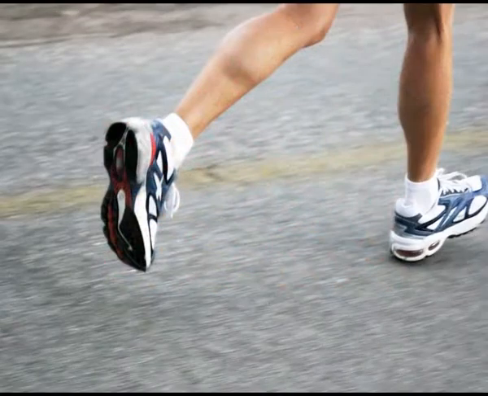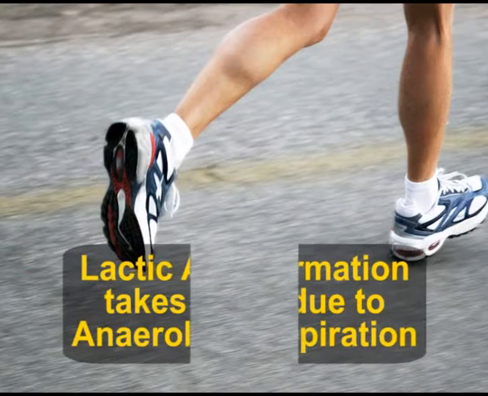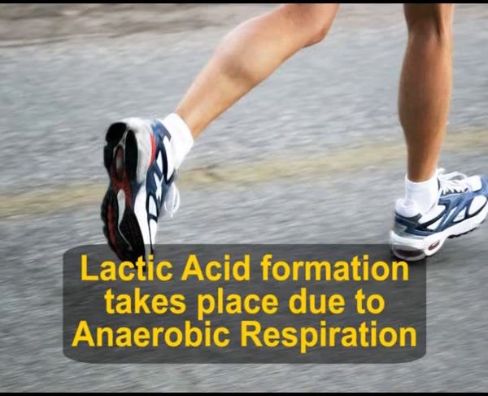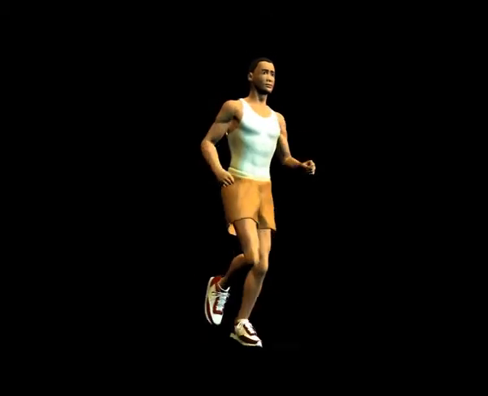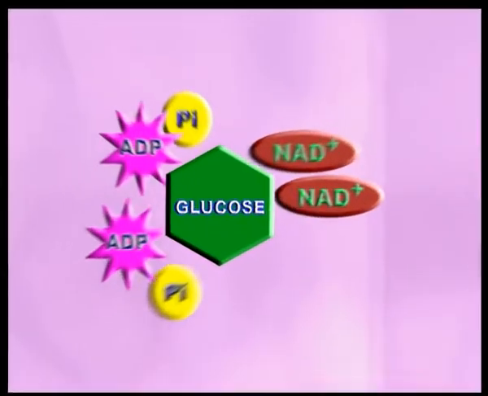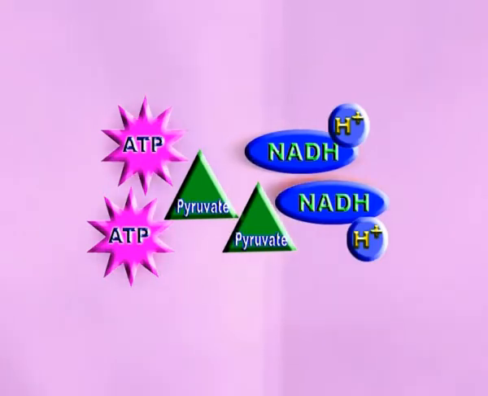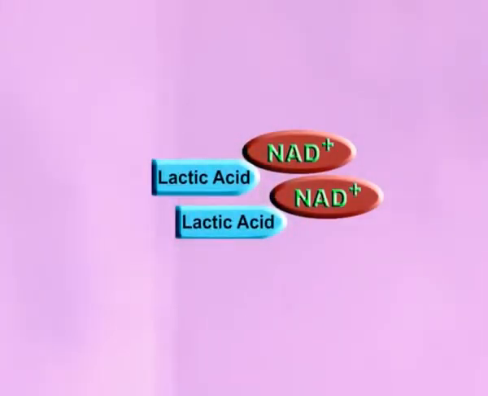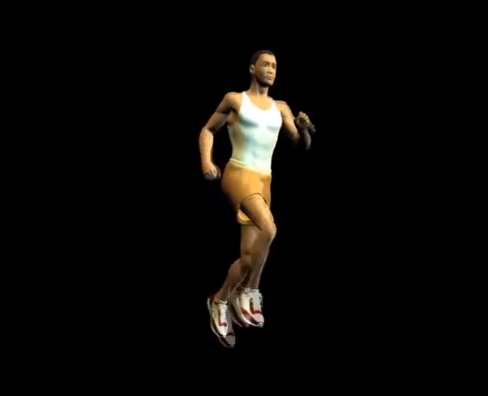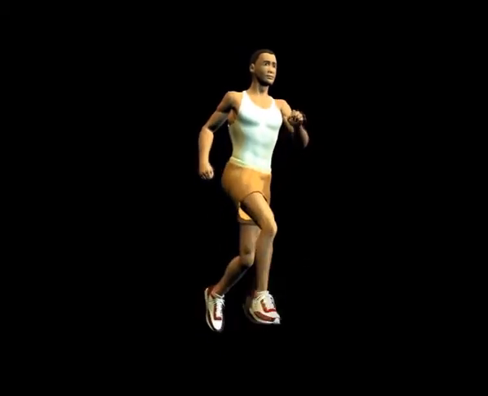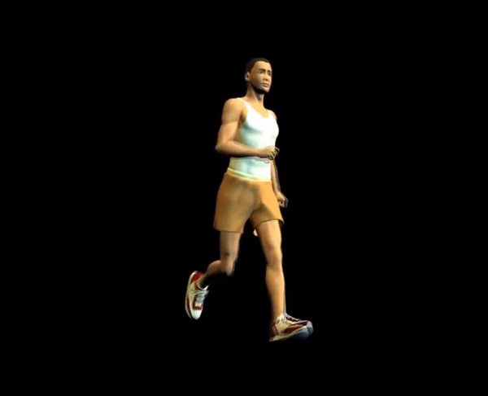Sometimes in our body also, lactic acid formation takes place due to anaerobic respiration. Our bodies can store glucose but can't store oxygen. During heavy exercise, the muscle cells fall short of oxygen supply and the glucose breaks into 2 pyruvate, resulting in the formation of lactic acid. Energy is produced, but the lactic acid accumulates in our muscles. This build-up of lactic acid makes us feel tired and might even cramp up our muscles.